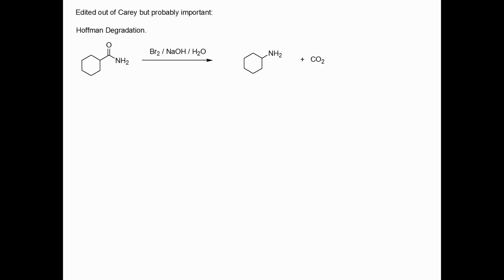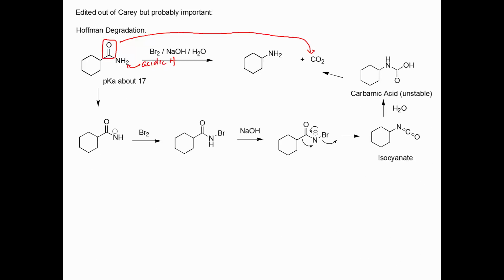All right. So an interesting reaction is the Hofmann degradation. And in the Hofmann degradation, we actually lose a carbon. Okay? And this carbon goes away as carbon dioxide. All right, so how does this happen? All right, bromine, sodium hydroxide, water. This is the only acidic hydrogen. Okay, so what we do is we remove that hydrogen. Has a pK of about 17.